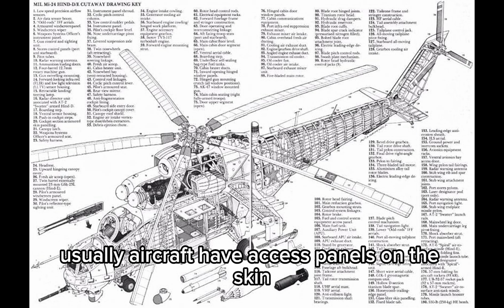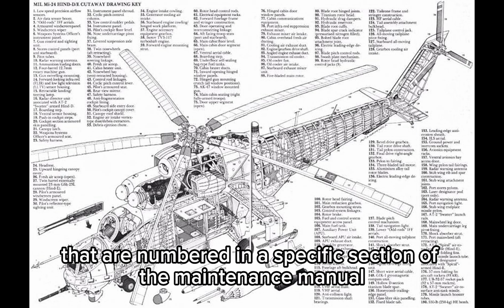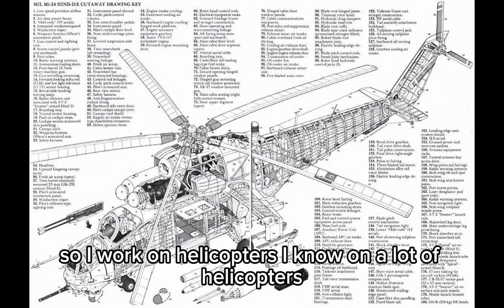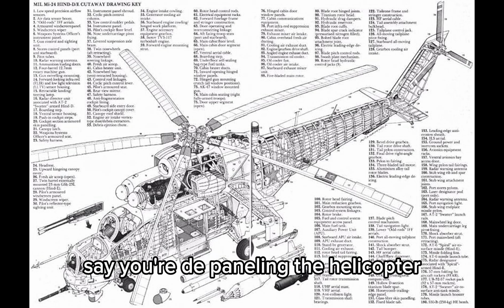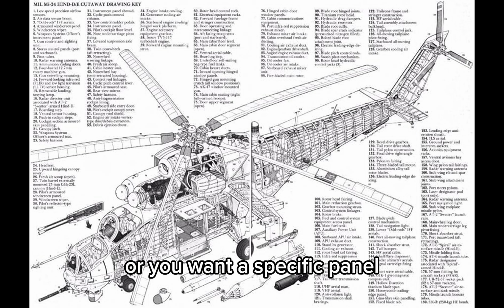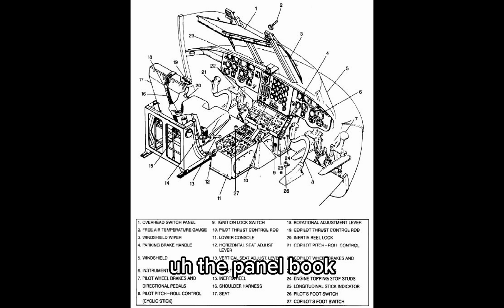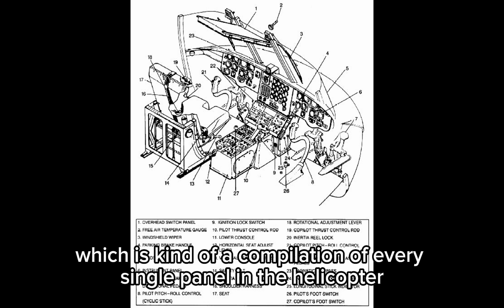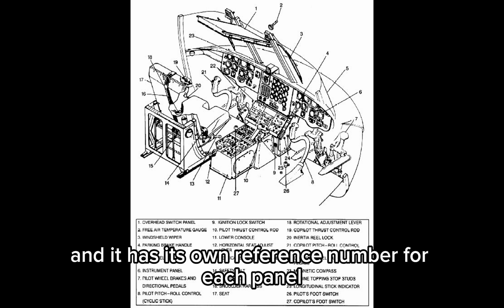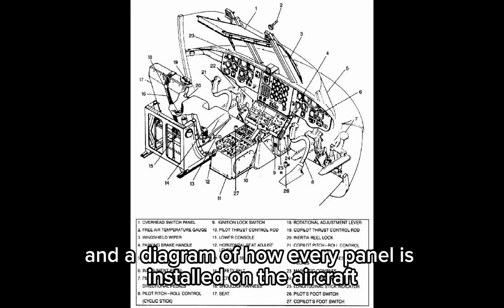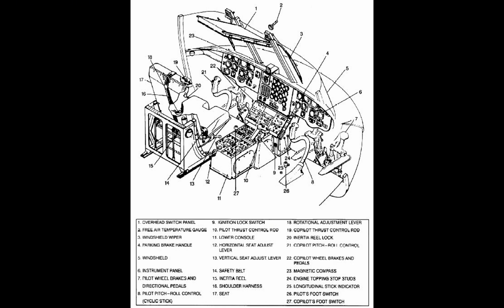Usually, aircraft have access panels on the skin that are numbered in a specific section of the maintenance manual. I work on helicopters. I know on a lot of helicopters, say you're depaneling the helicopter or you want a specific panel, you would go to something called the panel book, which is a compilation of every single panel in the helicopter, and it has its own reference number for each panel and a diagram of how every panel is installed on the aircraft. So there's really no guessing there.